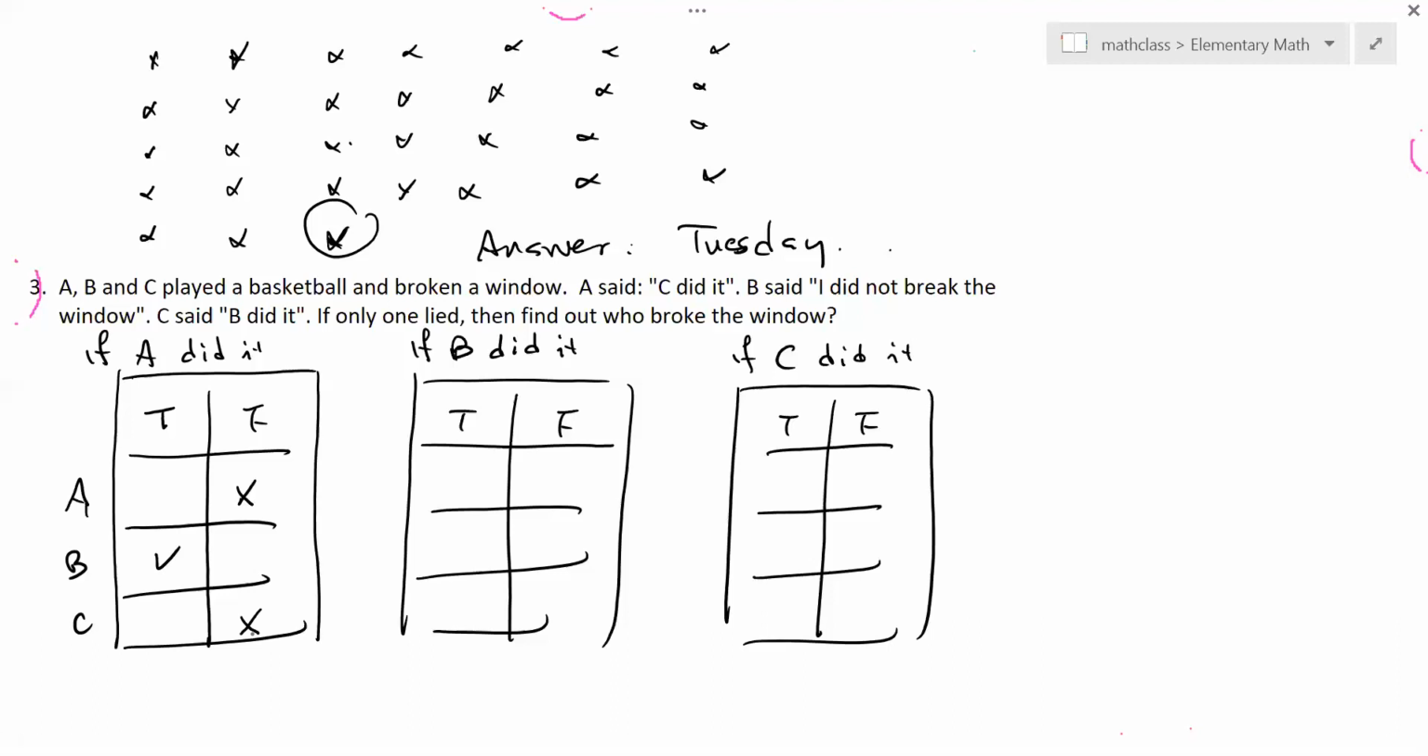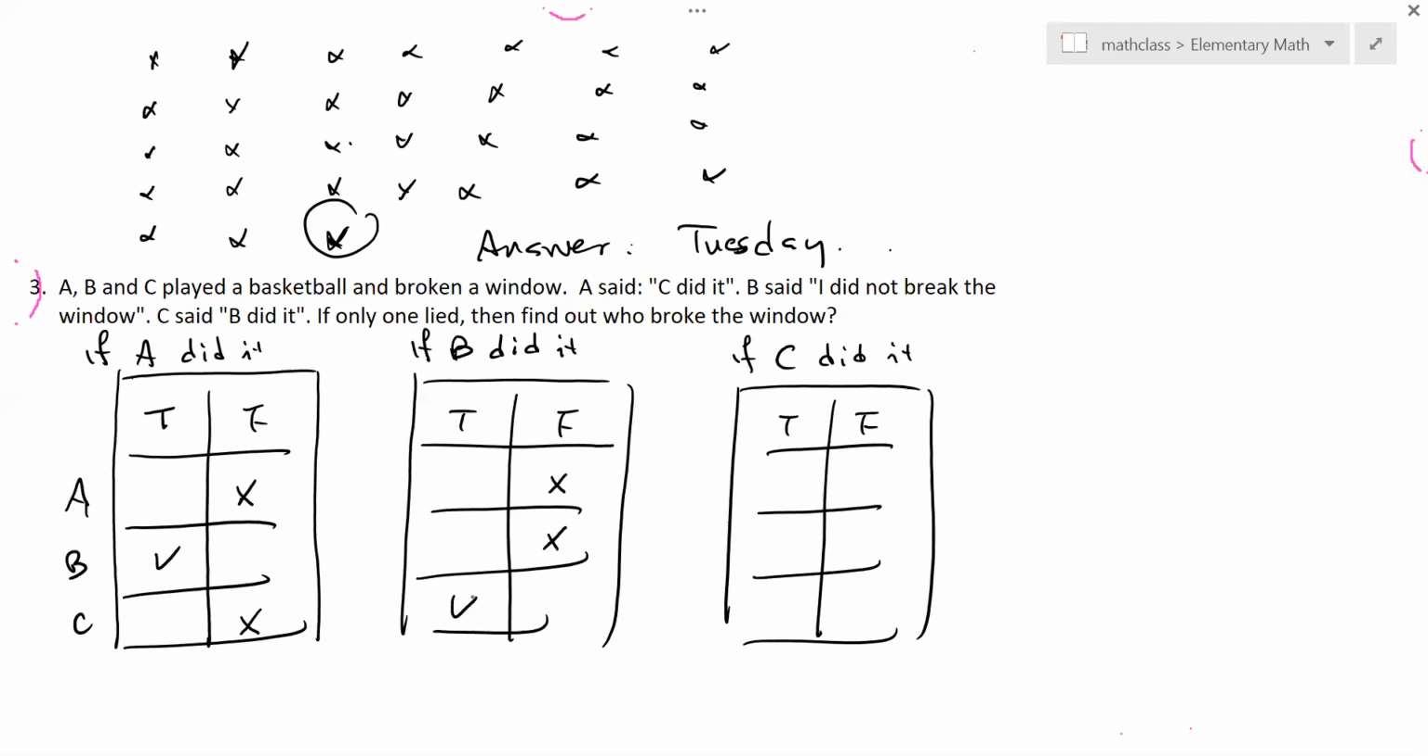In the second case, we assume B did it. In that case, if B did it, then A's statement is wrong because he said C did it. And how about B? B said I did not break the window. That's a wrong statement. And then C said, B did it. That's a true statement.